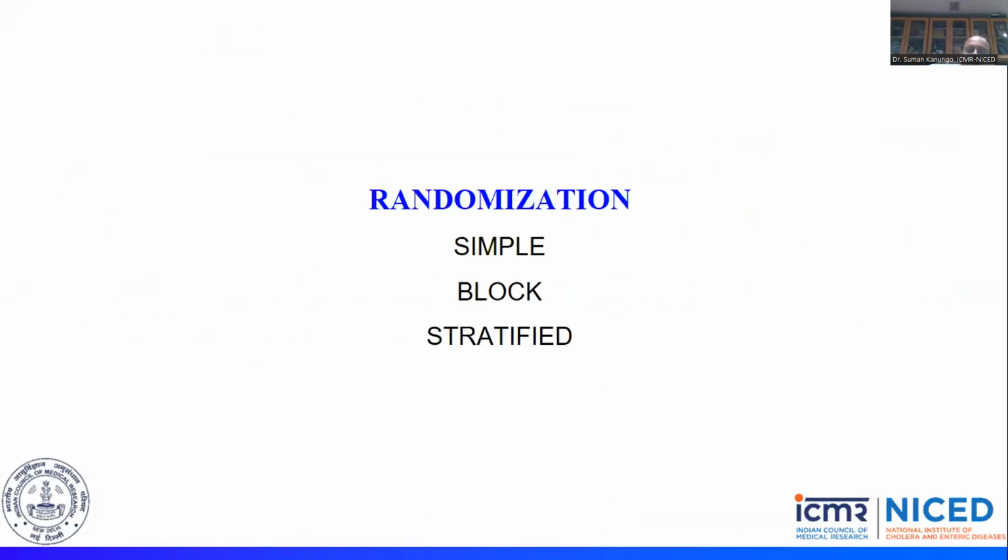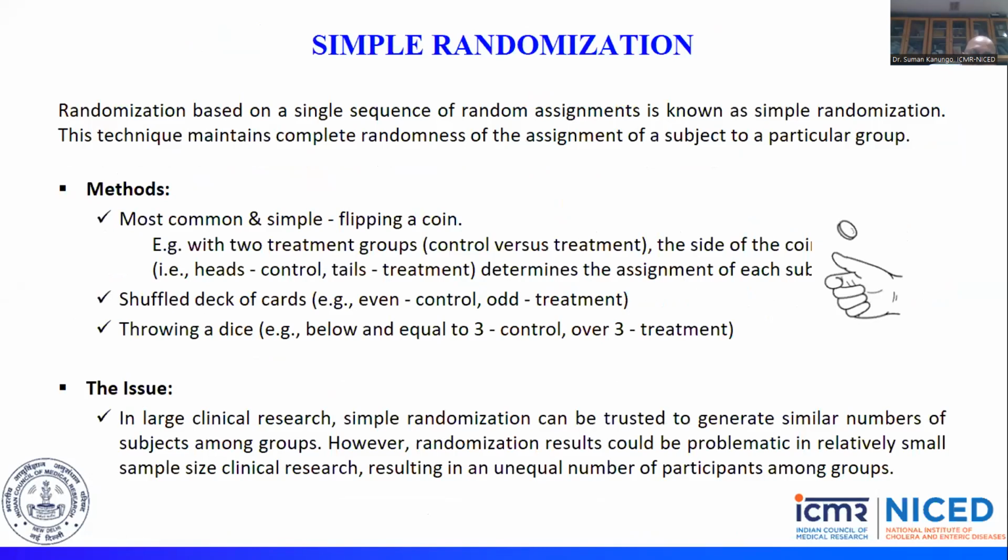Another part is randomization. One is simple randomization, based on a single sequence of random assignment. This is the most common and simple, by tossing a coin, shuffling decks of cards, or throwing a dice: yes or no, so you go here, you go there. In large clinical research, simple randomization can be trusted, because the chance of getting equally distributed between intervention and non-intervention is high. But in a small sample size, this is a problem, because the groups may be skewed. Most of them can go to the intervention or not, and there is a disparity between the groups.